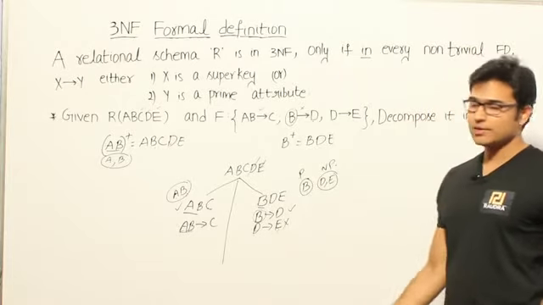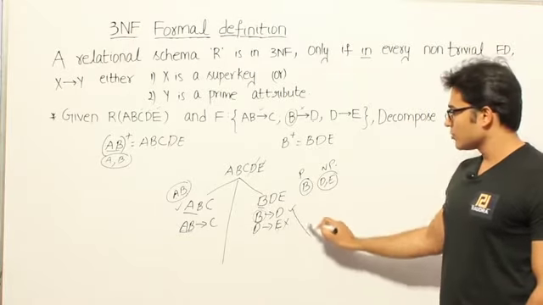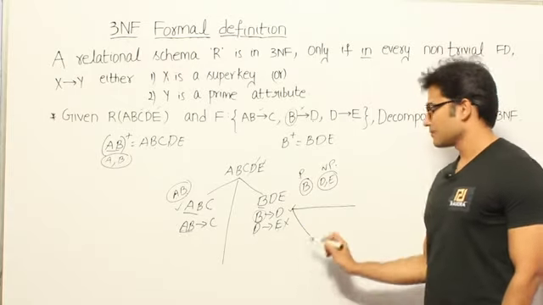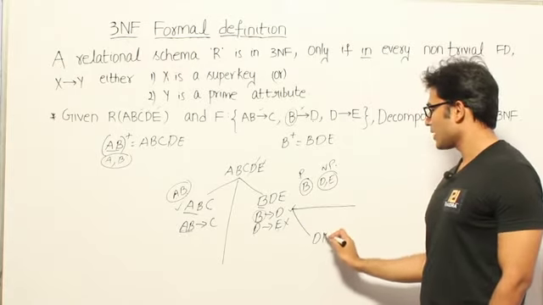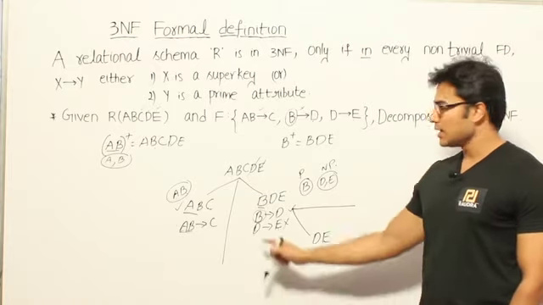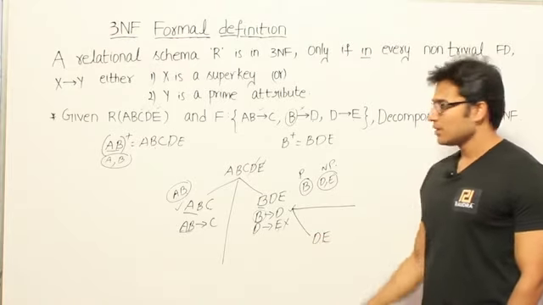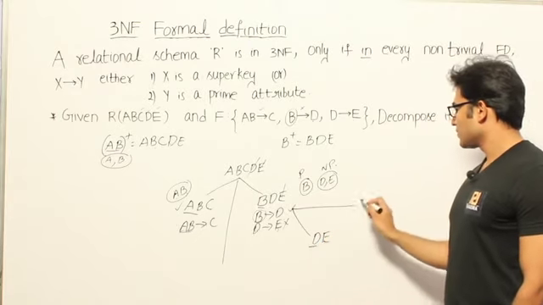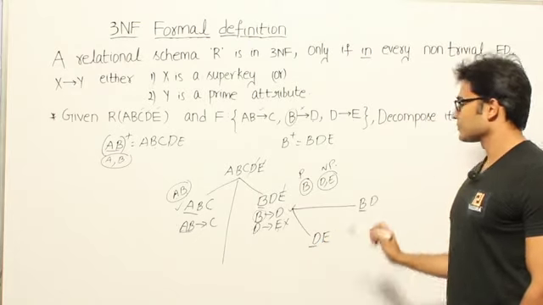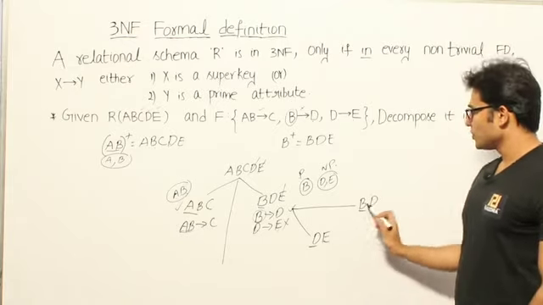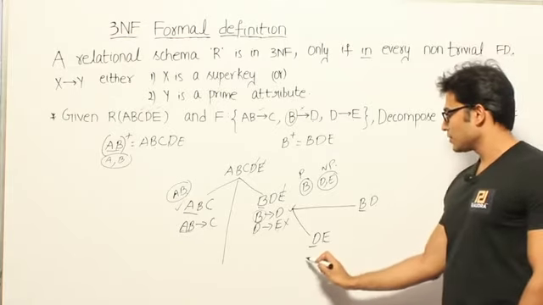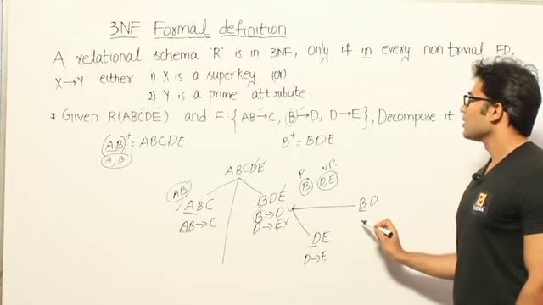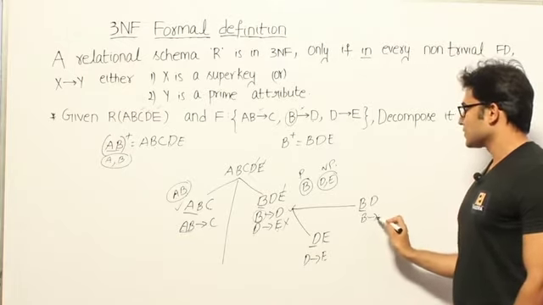So what do you do in that case? Again decompose it. So decompose it in such a way that we are going to find out D plus, and we are going to take away all the attributes which are present in D plus. In D plus you get DE, therefore E is going to be with that, and in the original table B and D will stay there. Got it? Now we got two new tables, and on this table D determines E is applicable, and on this table B determines D is applicable.